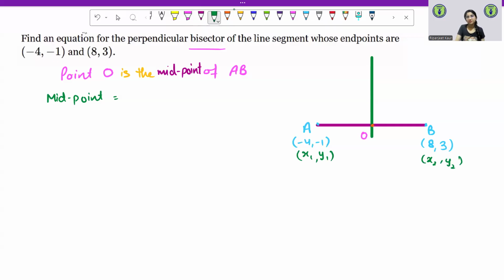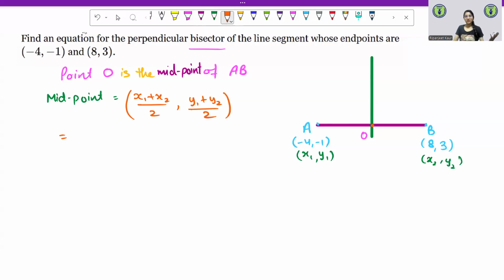It's x2 minus x1 and y2 minus y1. The good thing is the formulas will be given to you on the formula sheet. Yes, it's x1 plus x2 over 2, and the same for y. I remember now.